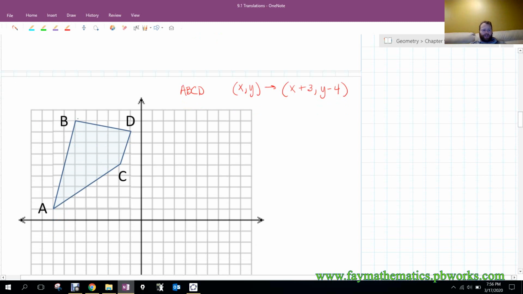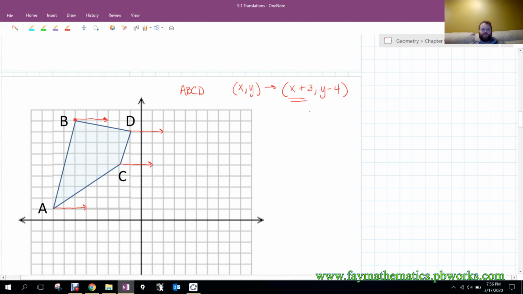So every X value is going to go to the right 3 units. So 1, 2, 3, and it's going to go right there. And then this one's going to go 1, 2, 3 to right there. That one goes 1, 2, 3 to there. And then 1, 2, 3 to there. So that was moving everything to the right 3 units.